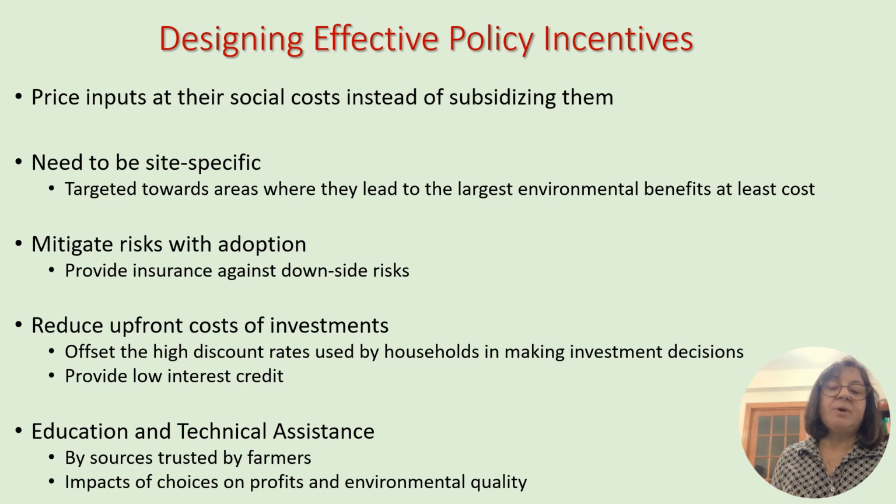So designing effective policy incentives requires pricing inputs at their true social cost, so that those costs lead farmers to internalize the negative environmental impacts of input application decisions. Instead, very often inputs are subsidized in order to encourage more adoption and more use and increase yield. Additionally, these policy incentives need to be site-specific. They have to be targeted towards areas where they lead to the largest environmental benefits at the lowest cost.